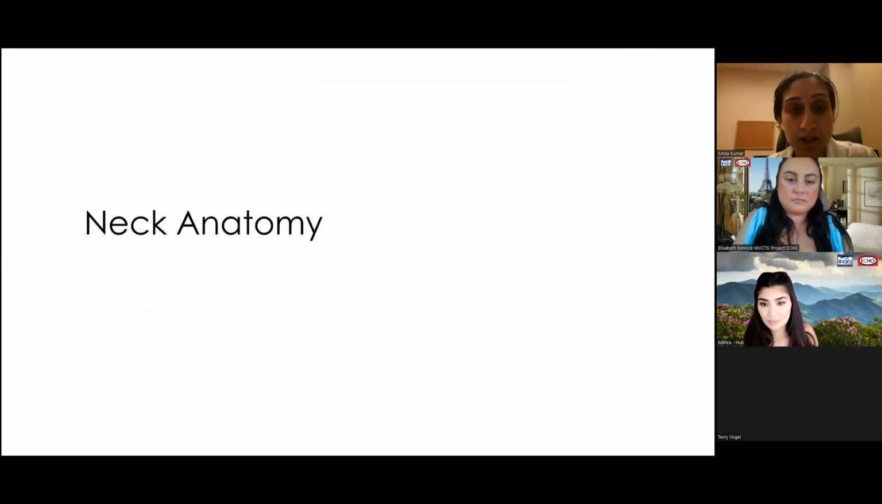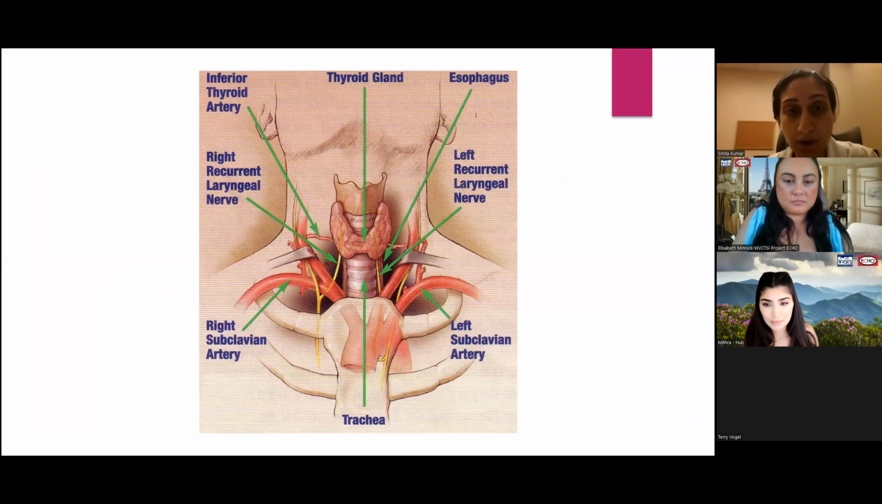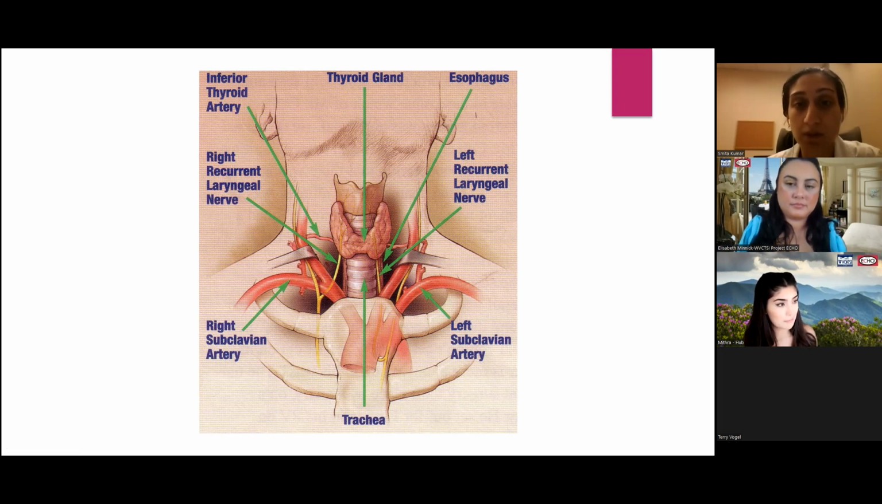So just to give a brief overview of neck anatomy, here's the thyroid gland. It sits in front of the trachea. The recurrent laryngeal nerve courses behind the thyroid gland and it innervates the larynx. And so when you have any sort of thyroid surgery, for thyroid cancer or thyroidectomy, sometimes that recurrent laryngeal nerve can get damaged, and that's what causes some of the post-op symptoms that patients have and that we have to worry about.